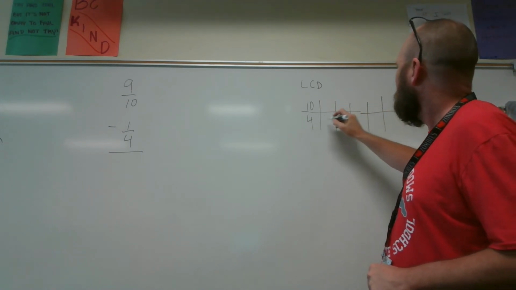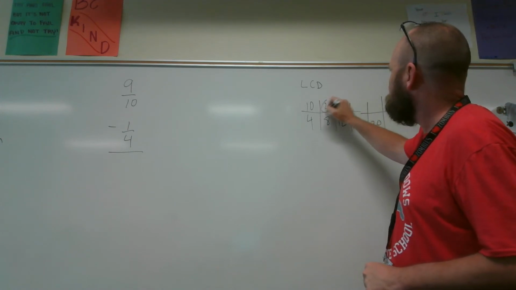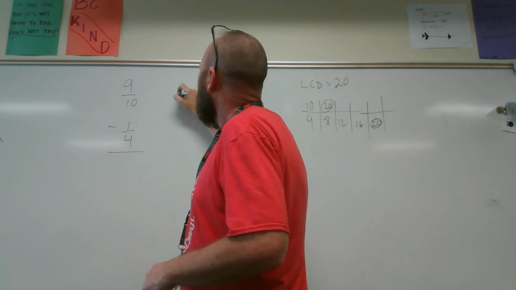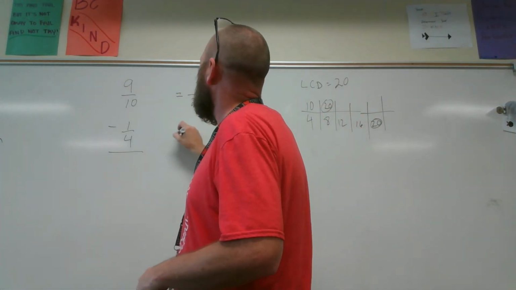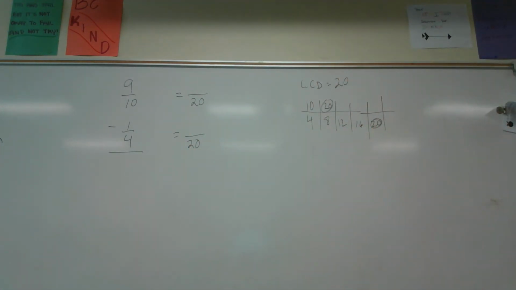20. It is 20. 8, 12, 16, 20, 10, 20. My least common denominator is 20. So I need to rewrite these fractions without changing the value so that they have a common denominator of 20.